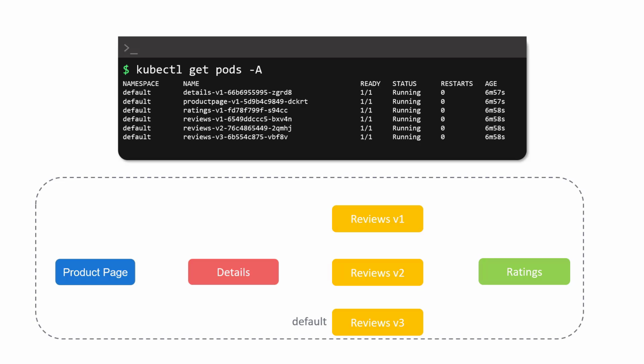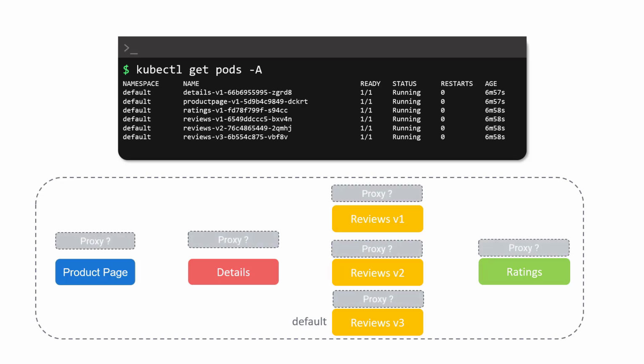And now that we have Istio installed, we expected each pod to have the additional proxy container that we talked about. However, that is not to be seen. We can see that each pod only has a single container, as shown in the red column here. So why is that?